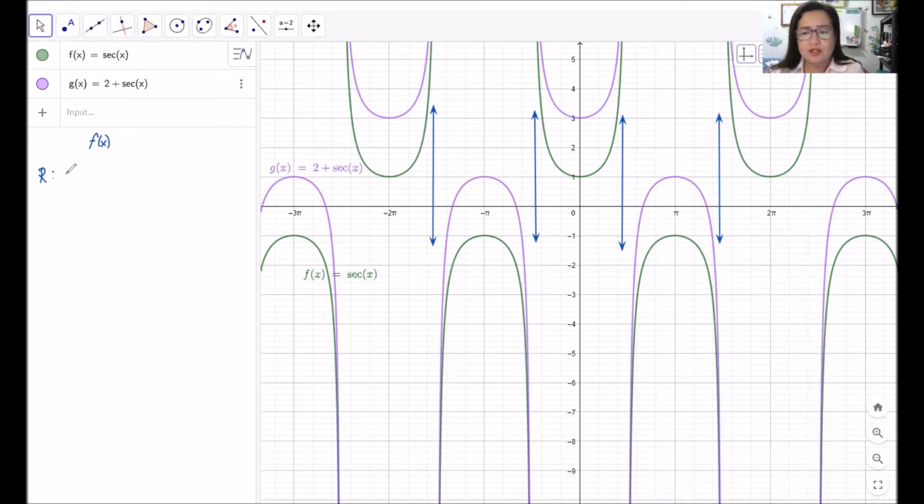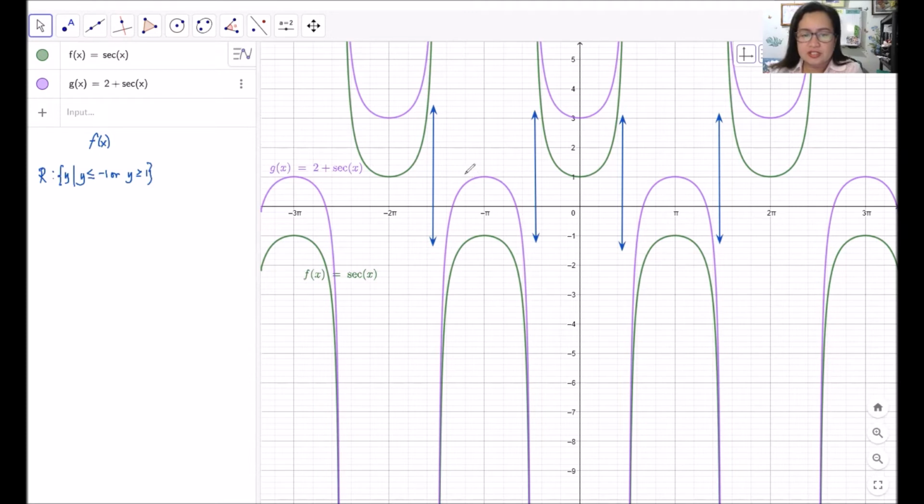What about the range of the given function? Remember that the range of f of x is the set of all y such that y is less than or equal to negative 1, or y is greater than or equal to positive 1. We still have the same interval.